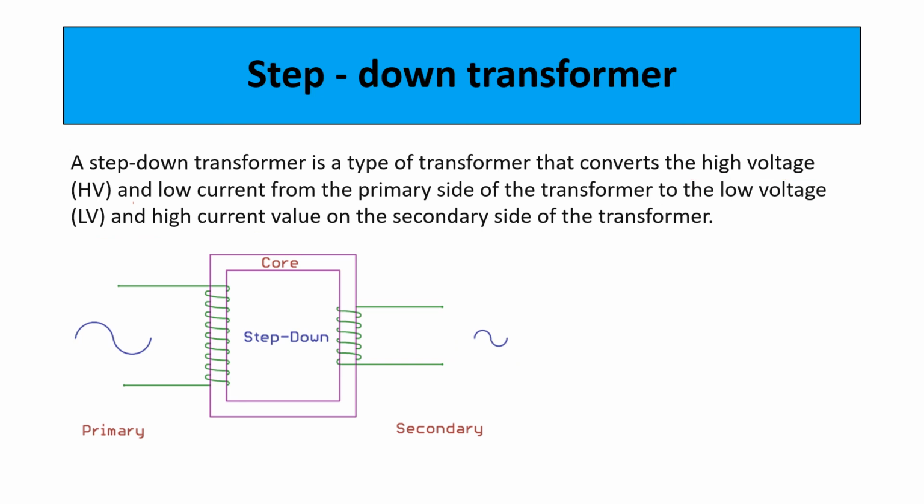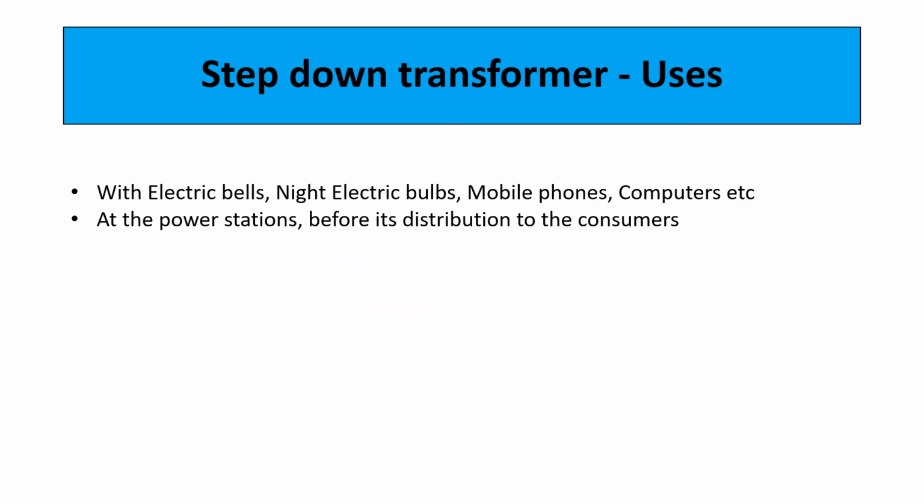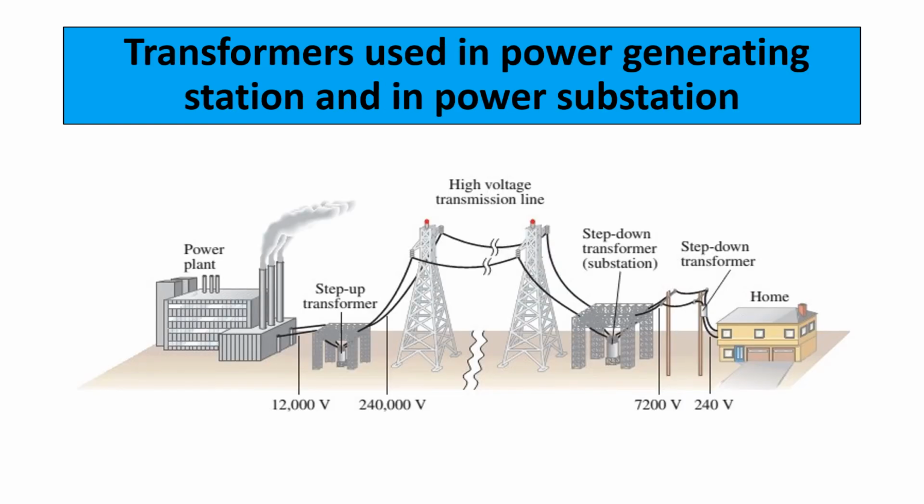The diagram to represent a step-down transformer is shown here. You have to show more number of turns on the primary side and less number of turns on the secondary side. Step-down transformers will step down the voltage. Some of the uses of step-down transformers are: it is used with electric bells, night electric bulbs, mobile phones, computers, etc. Also, it is used at the power stations before its distribution to the consumers.